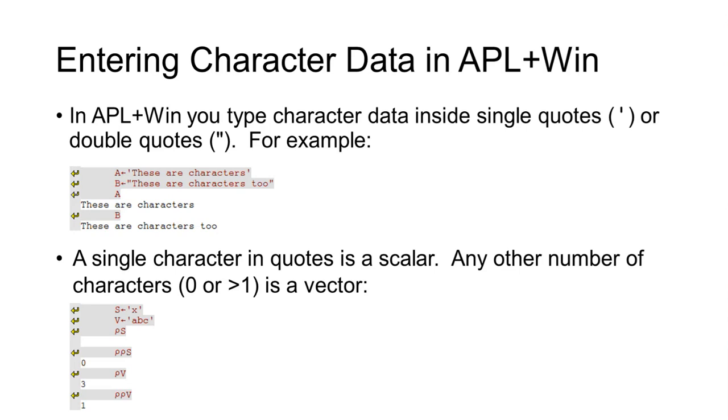So as you can see in the code at the bottom of the screen, S is assigned quote X quote, and V is assigned quote ABC, and the shape of S is empty, and the rank of S is 0. So that's a scalar. And the shape of V is 3, and the rank of V is 1. So that's a vector.